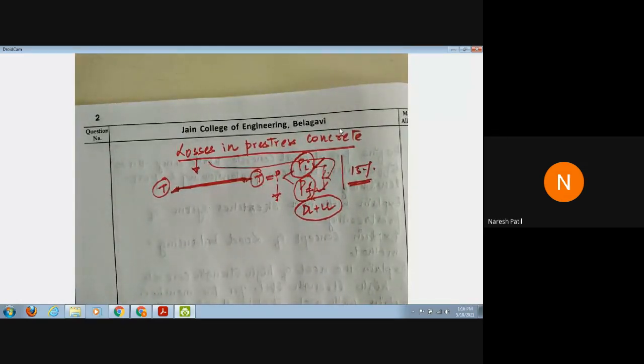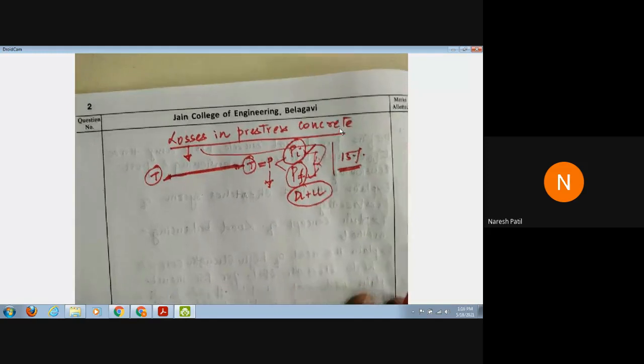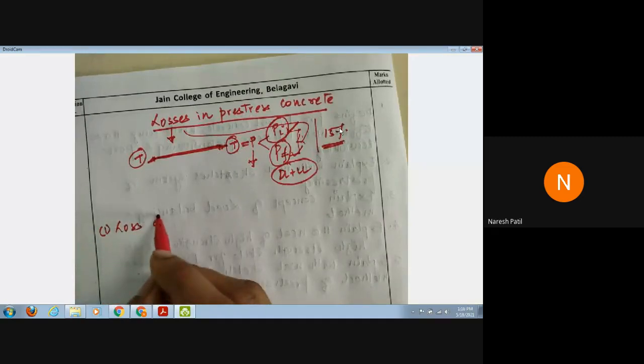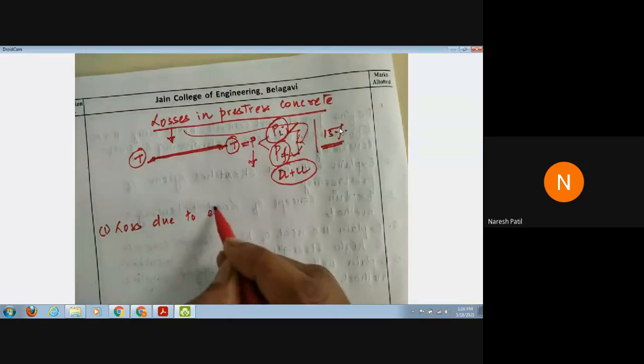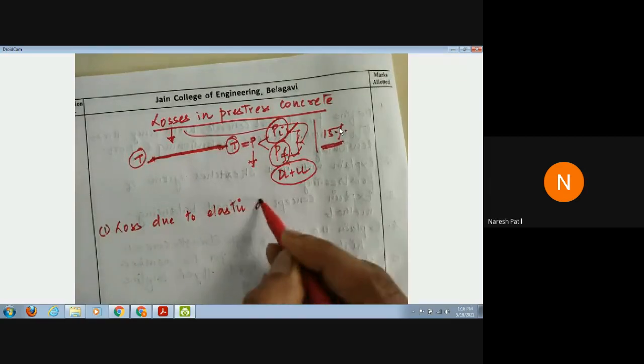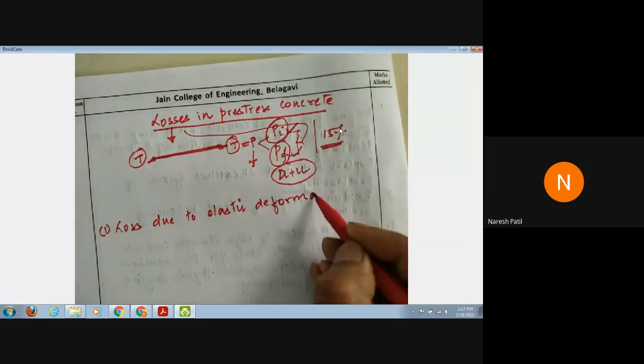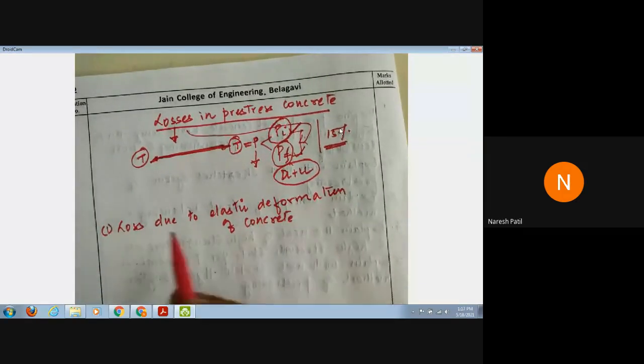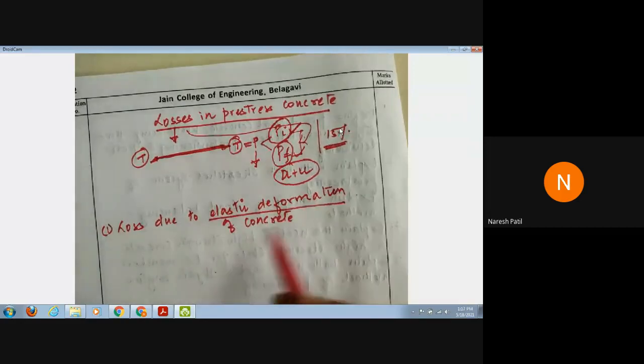So how this loss takes place, or what are the causes for loss in pre-stress, that we are going to discuss. Okay, and how to calculate those losses, that also we are going to discuss. So the first loss is loss due to elastic deformation of concrete. ये है first loss. Loss due to elastic deformation of concrete.